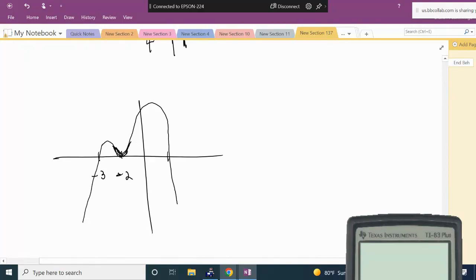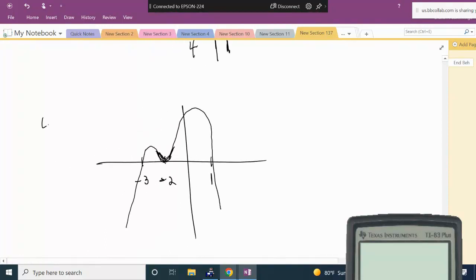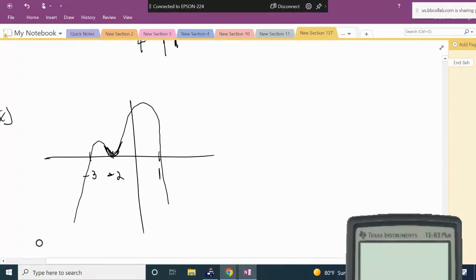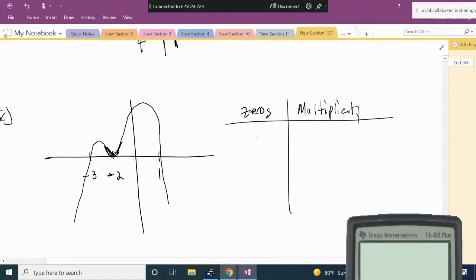All right, so we're going to do the same thing. All right. So I'm going to just write out the chart. We have the zeros on one side, the multiplicity on the other. So the zeros are -3, -2, and 1.